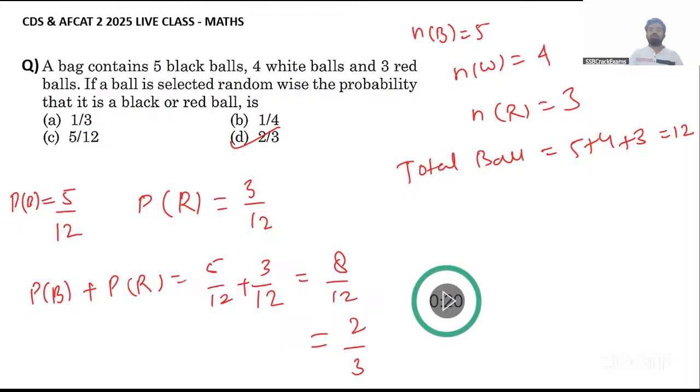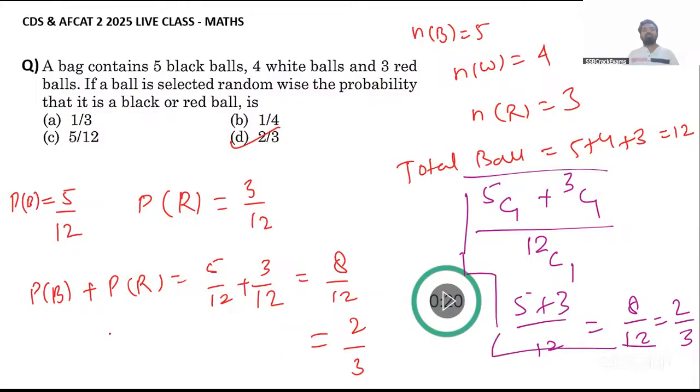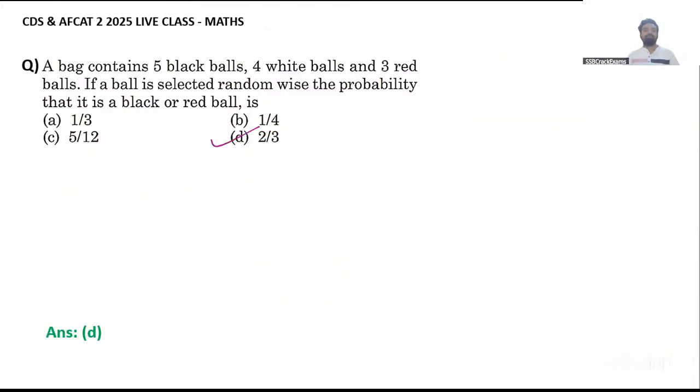This is an easy question. You can also do it by using combinations, but here the numbers are not too big, so that's why we didn't use them. You can do it like this: 5C1 plus red is 3C1. One is selected from 5 and one is selected from 3, and 12C1, one is selected out of 12. So you can do it like this also. In this case it will be 5, 3, and 12. So 8 upon 12, you can answer 2 upon 3. So by using combinations you can also do it. Okay, so option number D is correct.